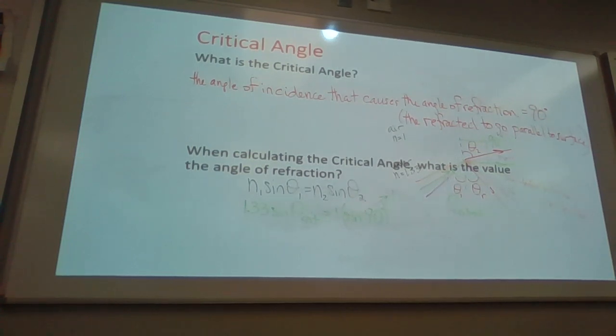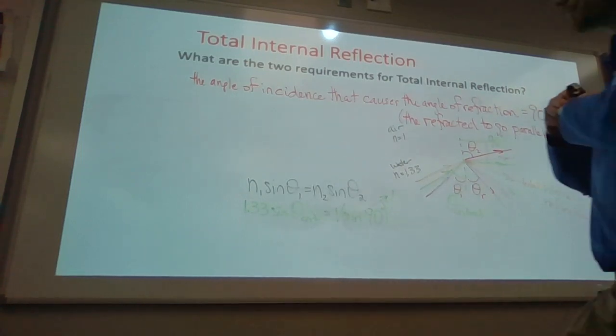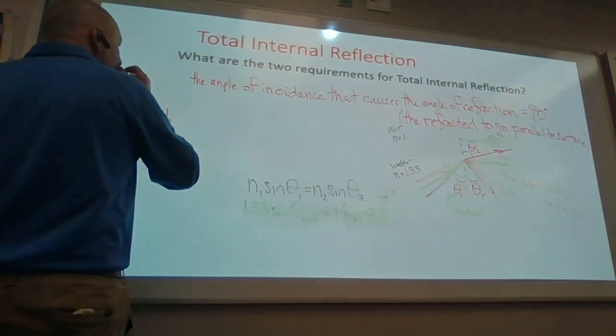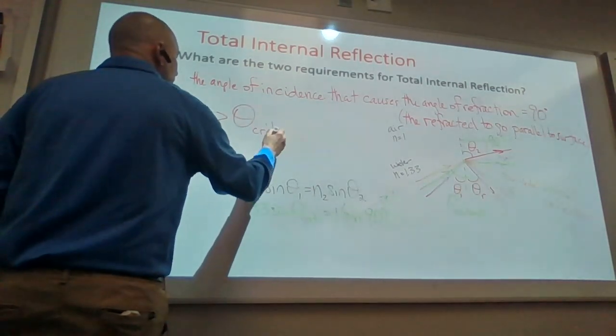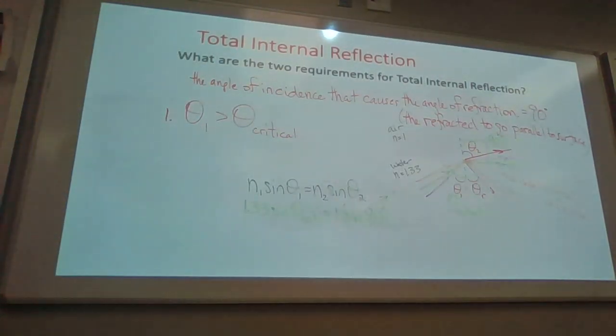Okay. So that, oh no, you got one more thing. Oops. All right. Two requirements for total internal reflection. Two requirements. Number one: theta 1 has to be greater than your critical angle for total internal reflection.